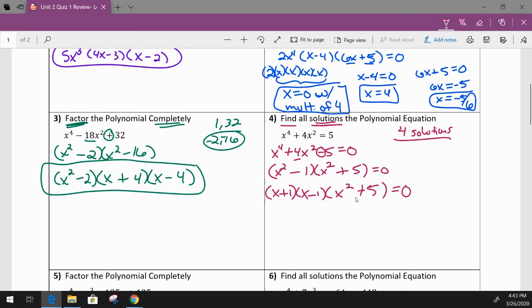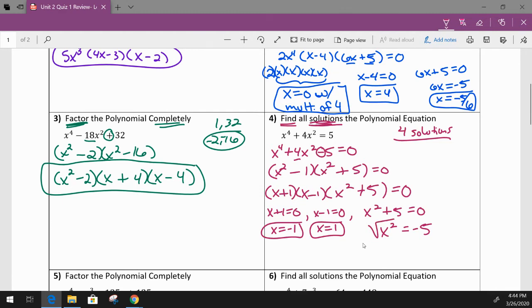So now that I have factored it completely, I can then go to solving it, because in problem 4, we have an equation. It does equal 0. There are 4 solutions. So if I set my x plus 1 equal to 0, I get a solution of negative 1. If I take the x minus 1 and set that equal to 0, I get a solution of 1. But this x squared plus 5, when I set that equal to 0, moving the 5 over will make that negative 5.